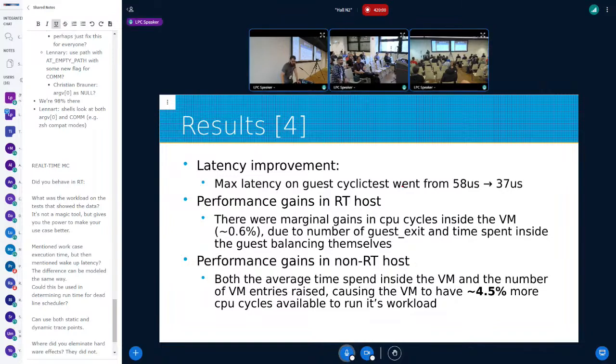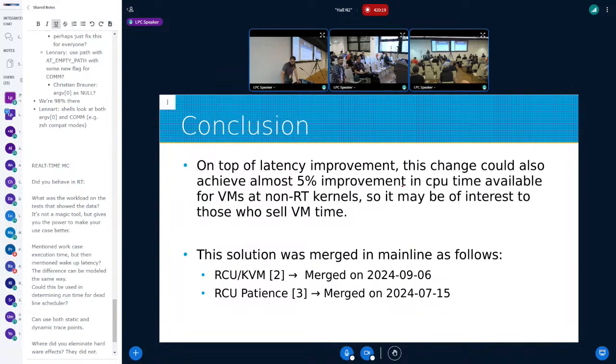We also noticed a performance gain in non-RT hosts, which is quite significant. I mean, we noticed about 4.5% more CPU cycles used for that vCPU. So the guests run 4.5% longer with those changes. So on top of improving the latency, it also improved around 5% of the CPU time available for the VM, so you can perform more work with the same machine, with the same VM, just by applying those changes, because you're running less RCU and you are having more time.